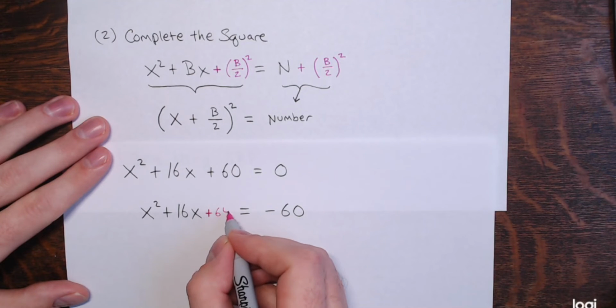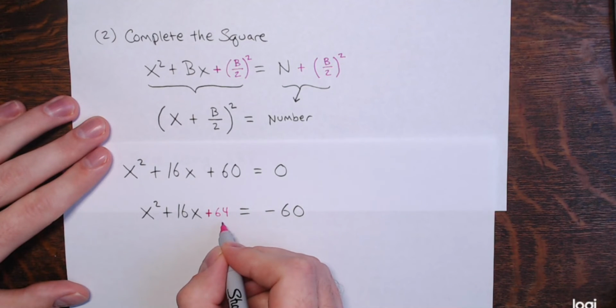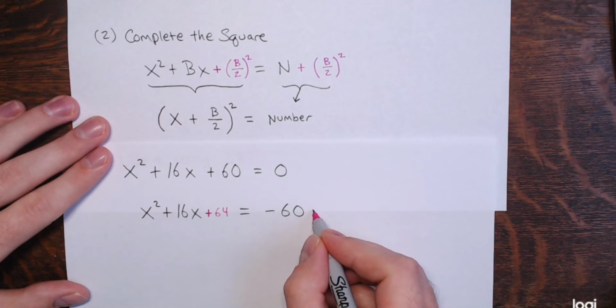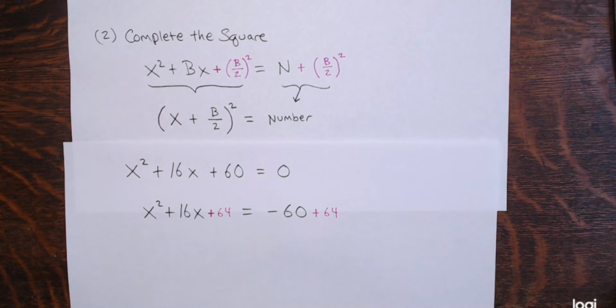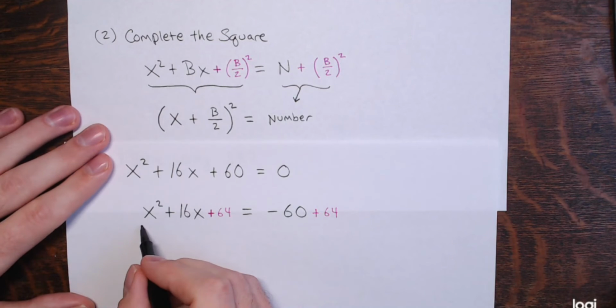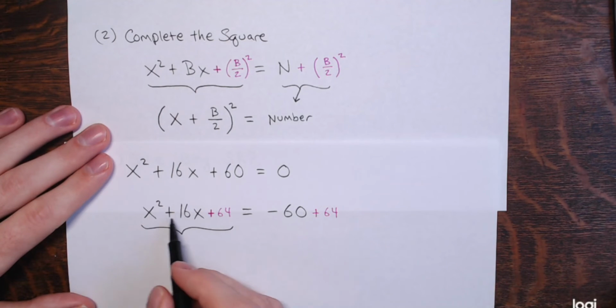And you add this. And you can't just add it to the left side, right? It's an equation. So I add to the right side as well. I'm adding 64 to both sides. Now the whole point of this is so that the left side becomes a perfect square trinomial.